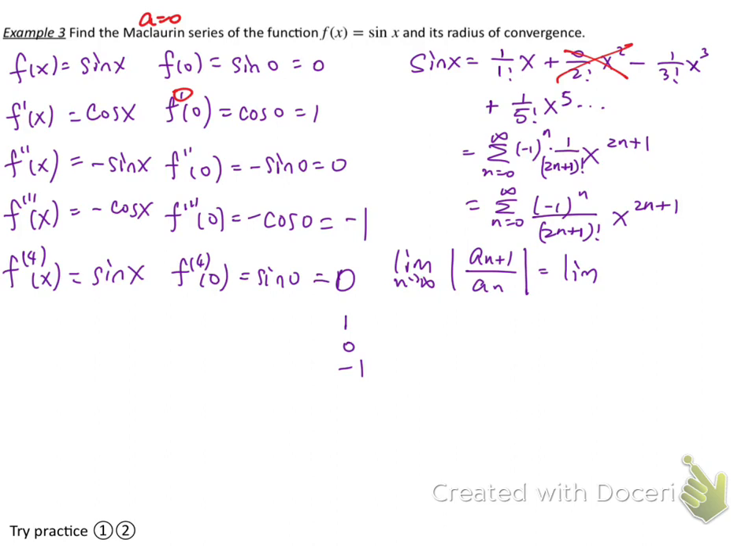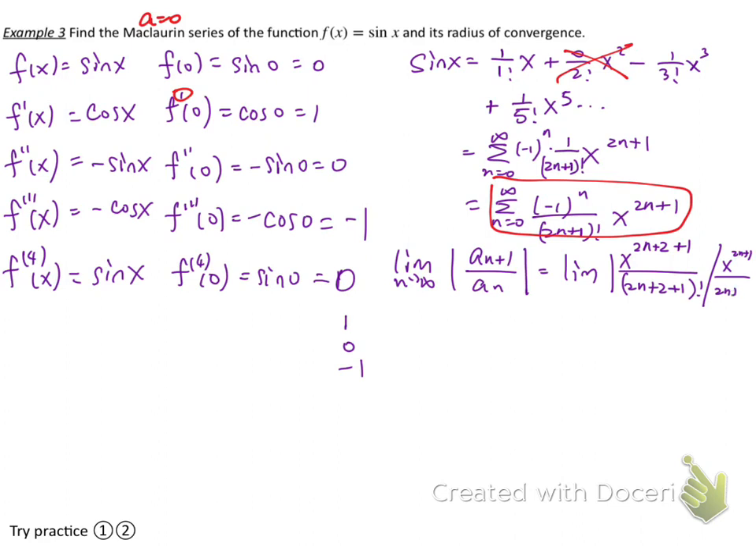So here I'm having the limit. I'm looking at this new series that I wrote down. So the nth term, I'm taking the absolute value, not really including the sign. The n plus 1 term will be x to the 2(n plus 1) plus 1, that is 2n plus 3, over 2n plus 2 plus 1 factorial, then divided by x to the 2n plus 1 over 2n plus 1 factorial, absolute value.